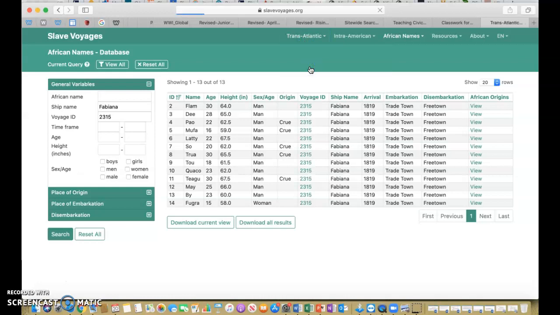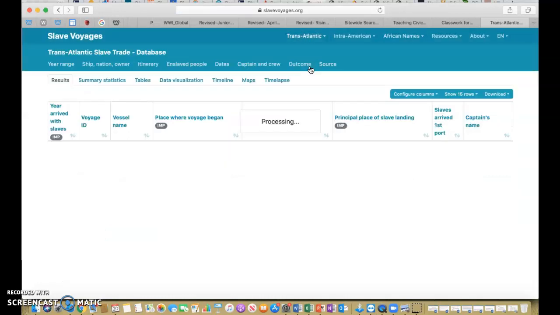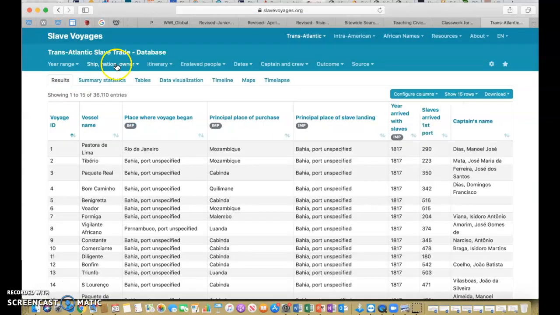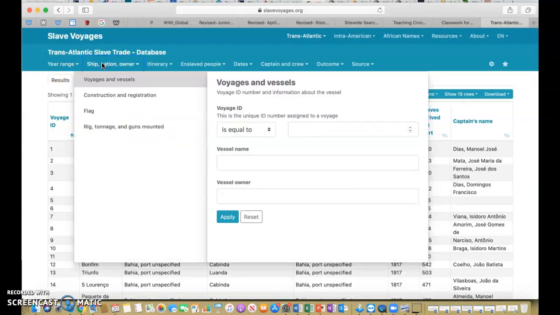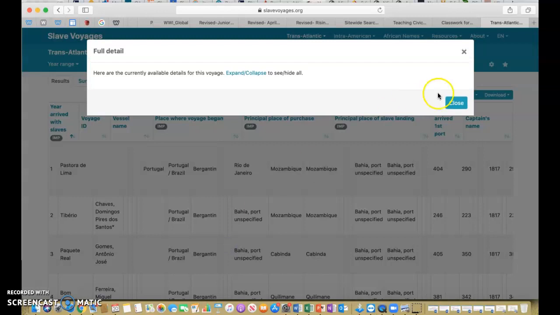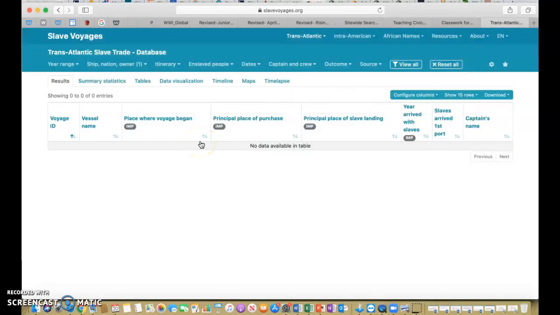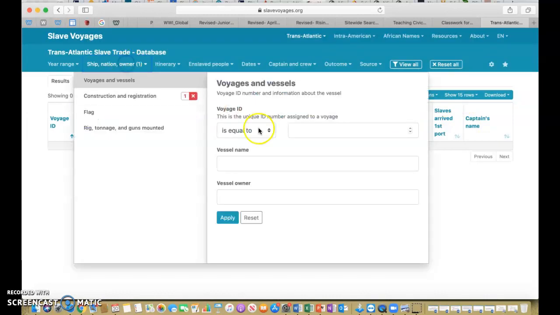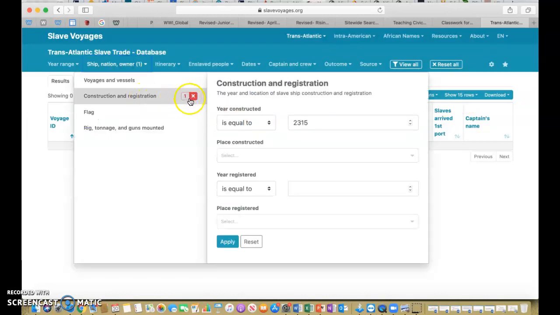If I came back to the database and I was interested in studying more about that, then I could go in the voyage ID. I think it was 2315. I hope I remembered that right. I can click on it. And it would take you to that particular vessel. And I might have got it. I might have typed the wrong one in there. So you can find that information.